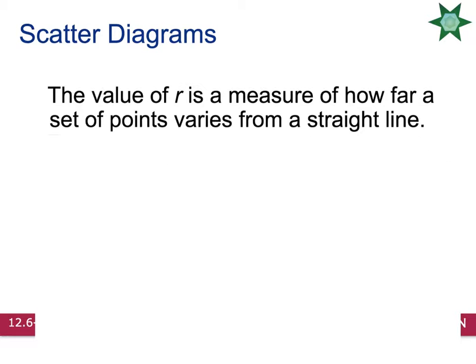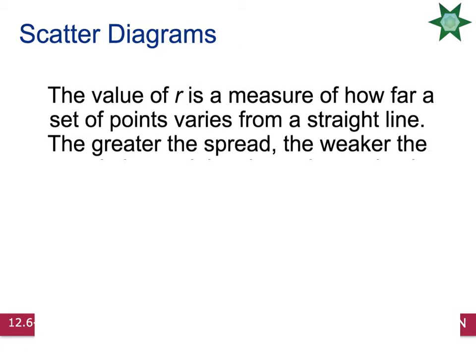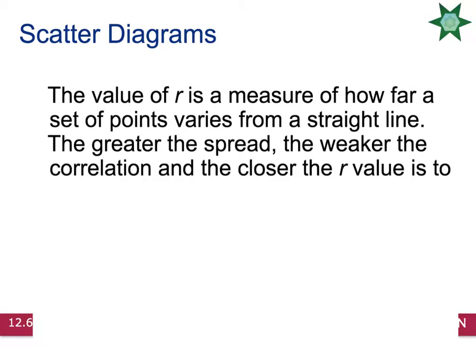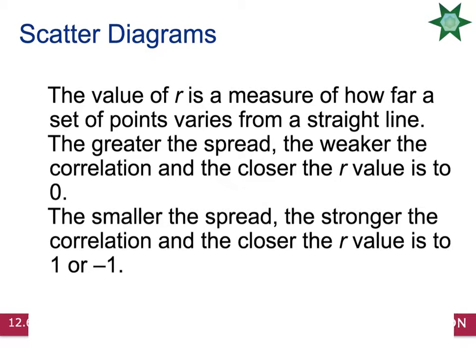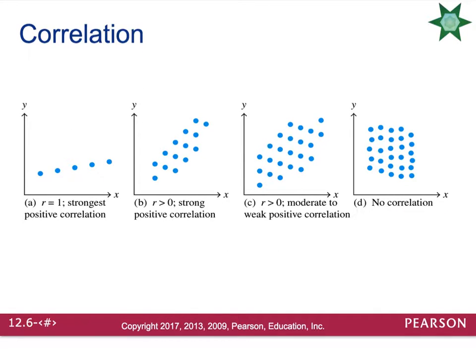The value of R is a measure of how far a set of points varies from a straight line. So the more the points are spread out, the less they look like a line, the weaker the correlation is, and the closer the R value will be to 0. The smaller the spread, the more like a line the points look, the closer the R values will be to 1 or -1. And it just depends on whether the graph goes uphill, if it's +1, or downhill, it'll be -1. So I have some examples here for you of some positive correlations.